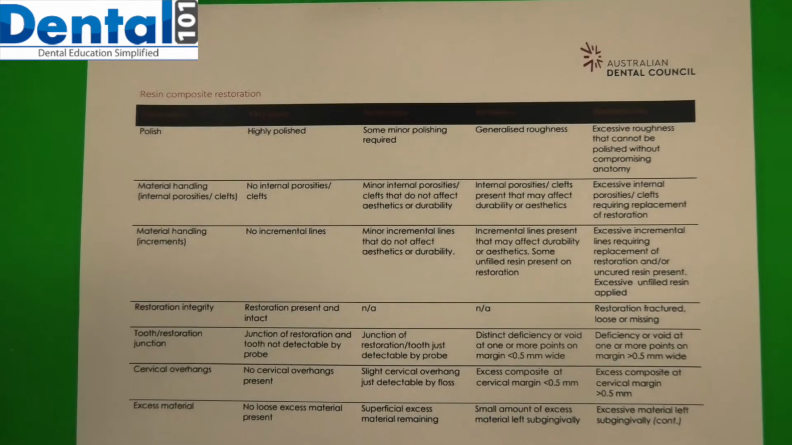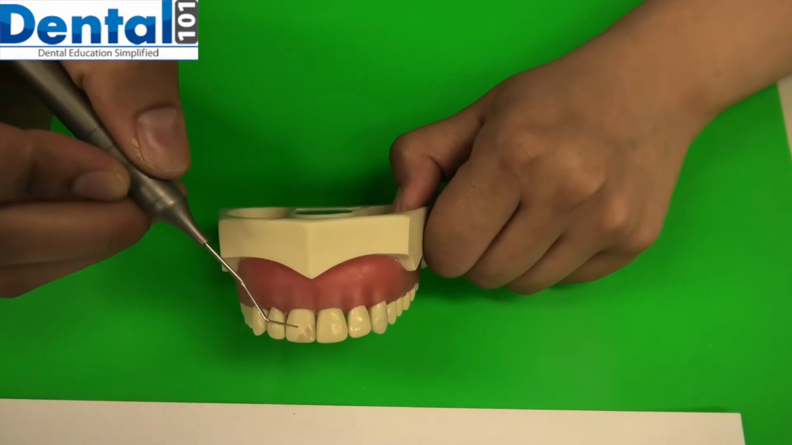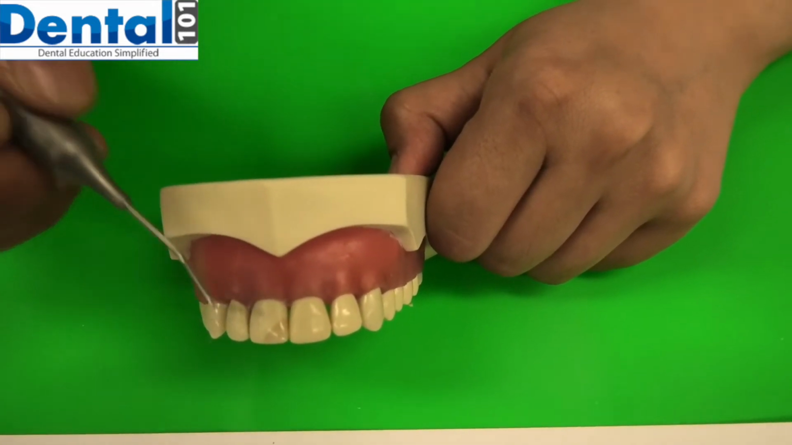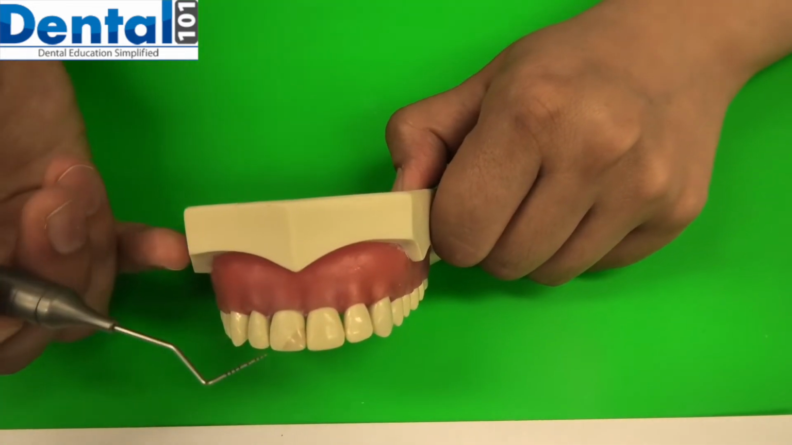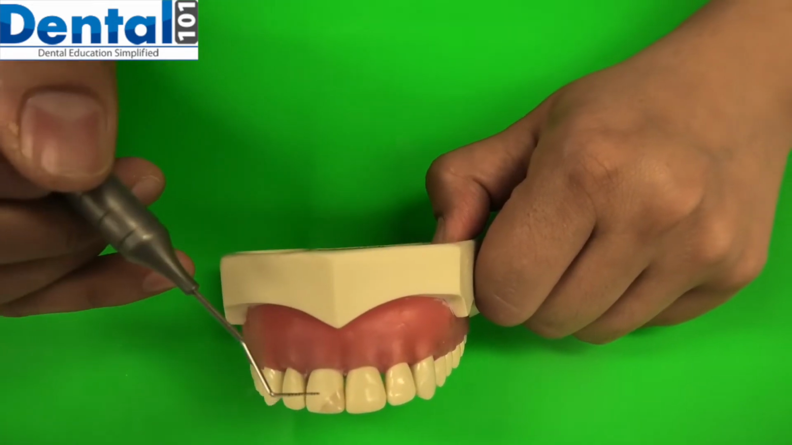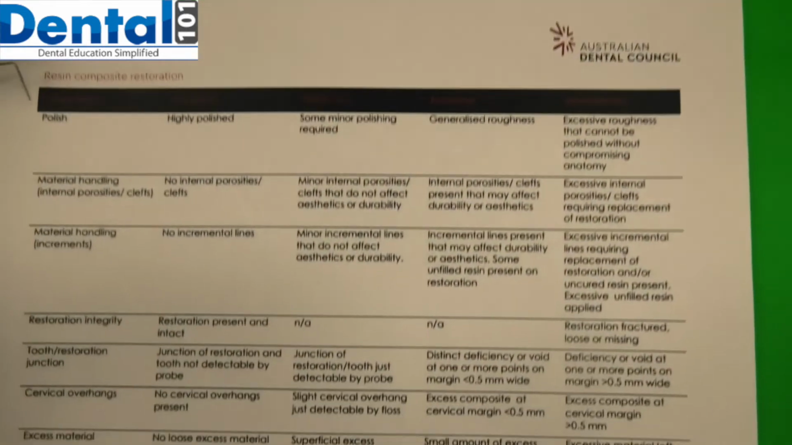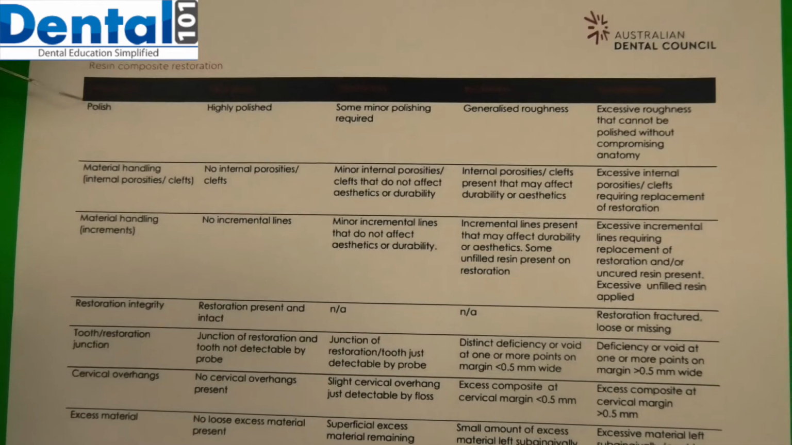Here I have a composite restoration, class 4, done on the mesial incisal side of the cavity of 11. This is the class 4 restoration. Now I will do the assessment of this restoration according to ADC criteria. According to ADC criteria, our first rubric is polishing. So how can we assess the polishing?